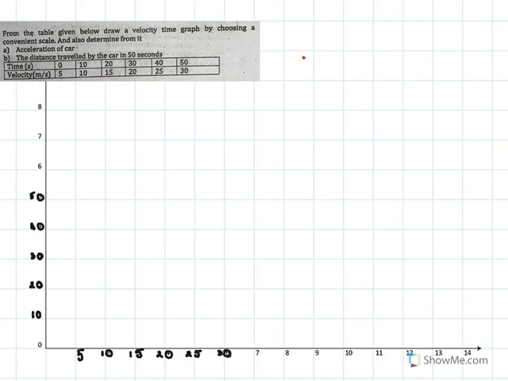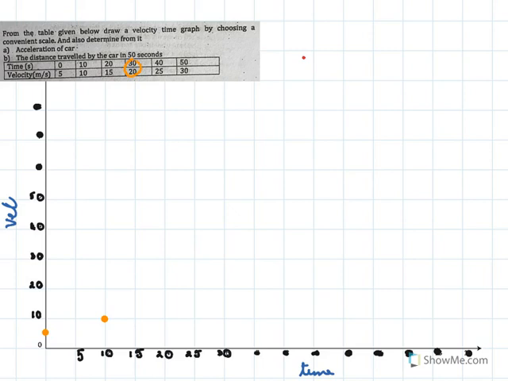For the sum, we need to draw the velocity-time graph. So we take the velocity on the y-axis and the time on the x-axis, and I have just modified the graph. Let me go ahead and plot it. At time 0, velocity is 5, so that would be somewhere here. Next point is time 10, velocity 10. Time 10, velocity 10 would be here.